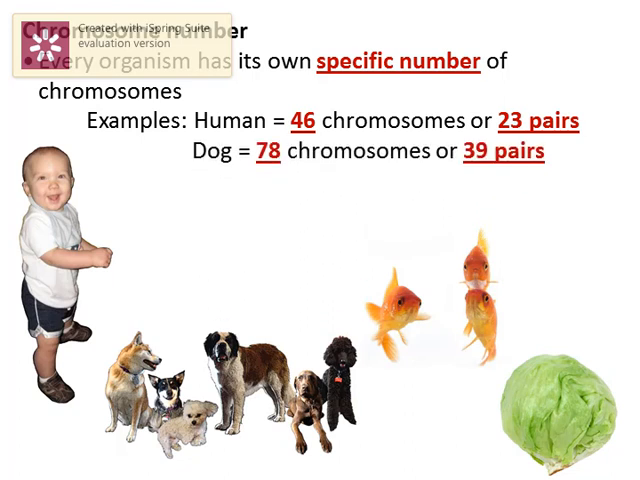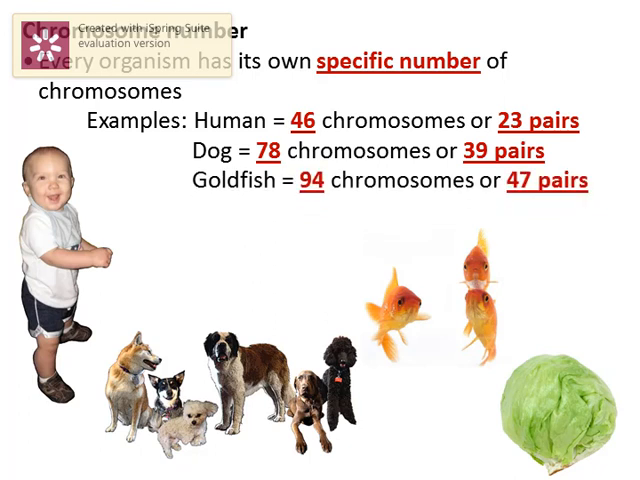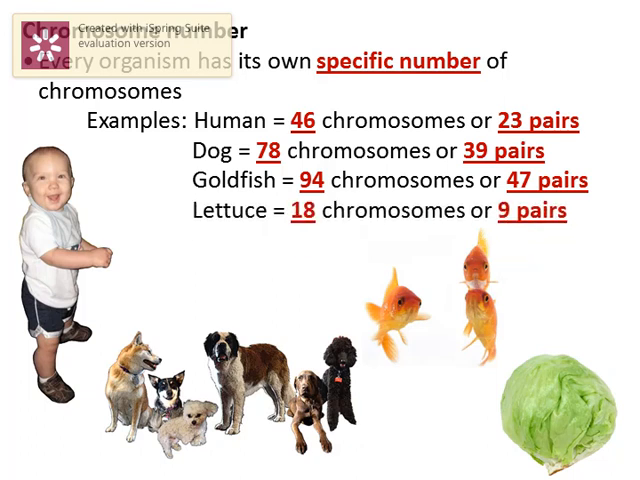Dog has 78 chromosomes in its diploid cell, and in its haploid cell there are 39 chromosomes. Goldfish has 94 chromosomes in its diploid cell and 47 chromosomes inside the haploid cell. Lettuce has 18 chromosomes in its diploid cells and 9 chromosomes in its haploid.